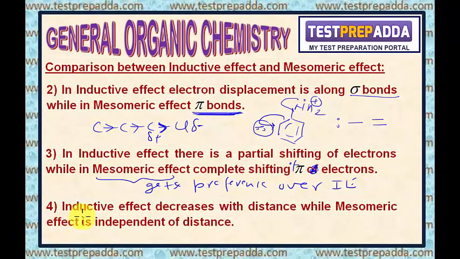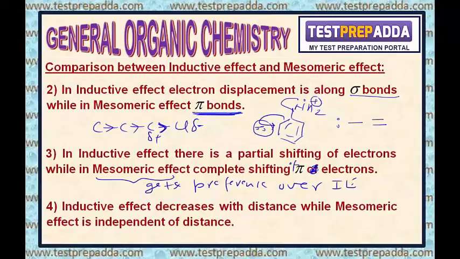Another important point. Inductive effect decreases with distance, while mesomeric effect is independent of distance. Please note, inductive effect decreases with distance and can be neglected after the second or third carbon, while mesomeric effect is independent of distance. My point is clear?